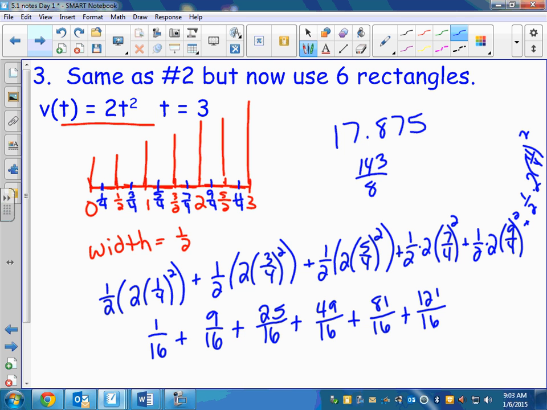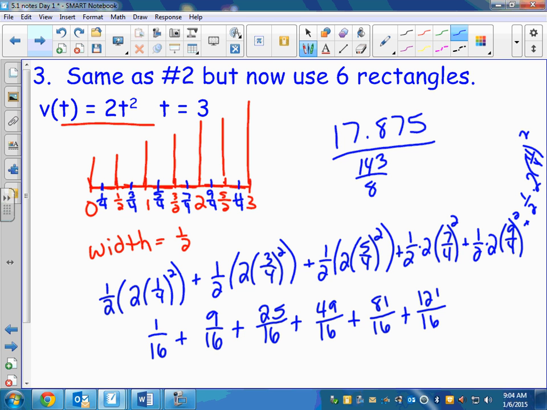143 over 8. When you're comparing answers, 143 over 8 compared to 27 over 2, maybe you struggle doing that, which is why looking at the decimal, comparing 17.5 to 17.875, those are pretty close answers to say, oh yeah, those are probably pretty good estimates. If we broke it into 12 rectangles, you think we'd get even closer to the right answer? 100 would be way closer. So that's kind of where we're going with this.